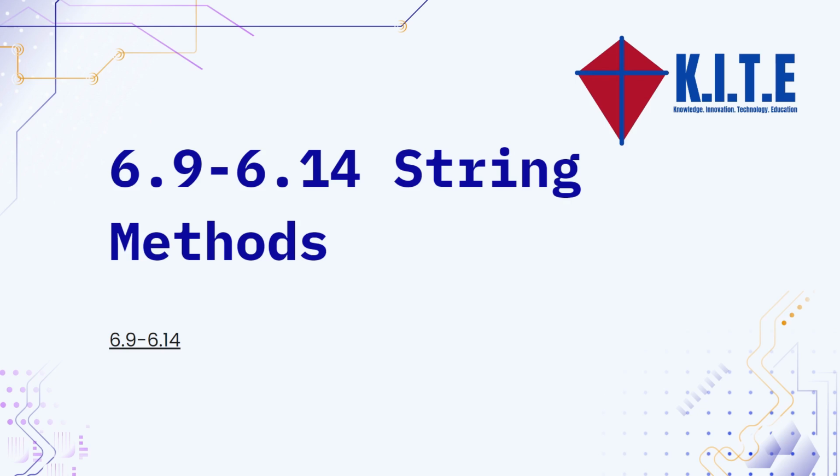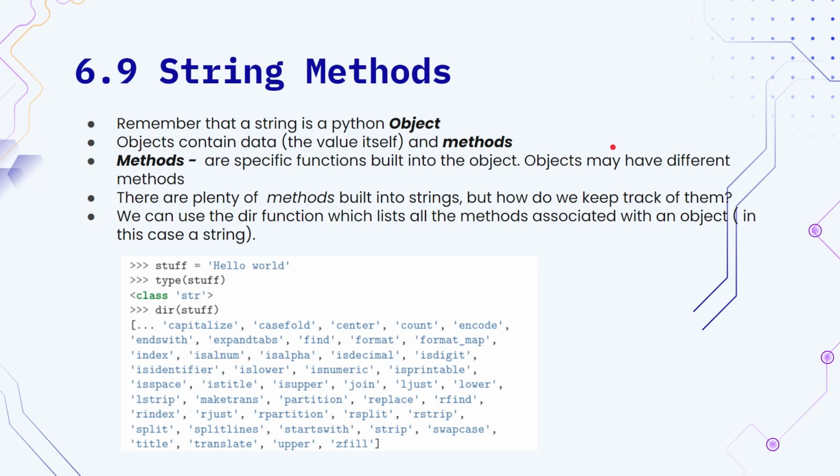Today, we will learn about string methods. Well, what are string methods? To answer that question, we must know that a string is a Python object, which contains data, in this case, the words and characters, and methods. And methods are specific functions associated with the object.